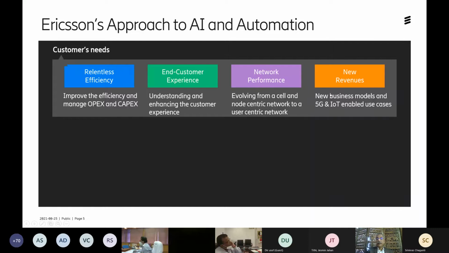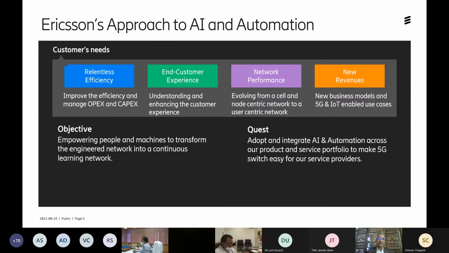Finally, I think, needless to say, with the advent of 5G and IoT, newer and newer use cases are also being brought about. And these are what could be the differentiators for operators as they march on to evolve their own networks. So with this, what we are looking to do is to empower the people and machines. So convert from an engineered network to a learning network. And we will come to this in the form of use cases later on.